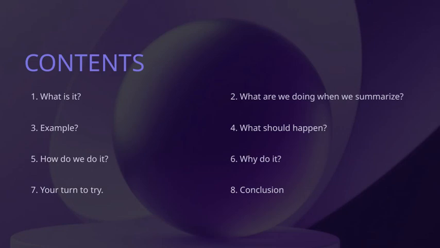So here on slide 8, we're bringing everything together with the conclusion. We've already explored why we do this, what should happen as a result, and what we're actually doing when we summarize. We've also looked at how to do it effectively and even had a chance for you to try it out yourself. Now, this final part ties it all together and helps us understand the importance of applying these concepts in real situations. It's about seeing the bigger picture, why this process matters, and how it can make a real difference in your work or studies. So, let's keep these points in mind as we wrap up and move forward.